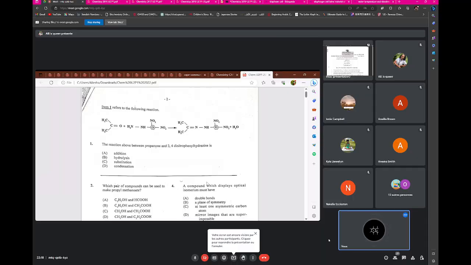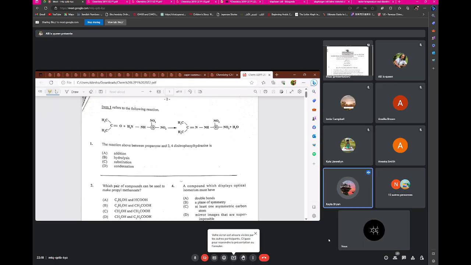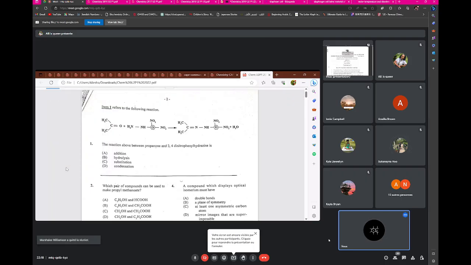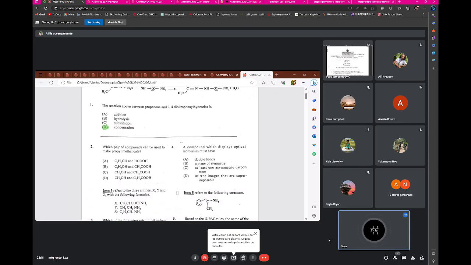So the reaction above between propanone and 2,4-dinitrophenylhydrazine is... wait, what reaction is this? D, as in dog? Oh yeah, the creation of a smaller molecule, so the condensation. That's new, isn't it?